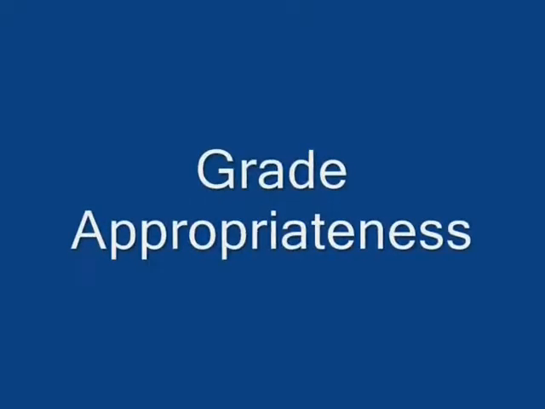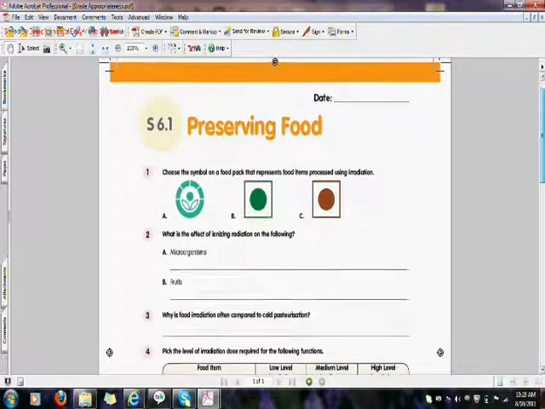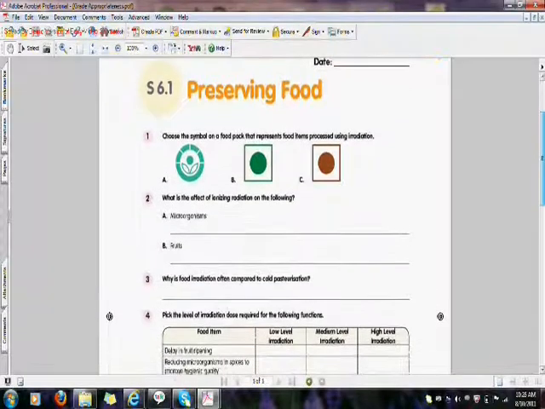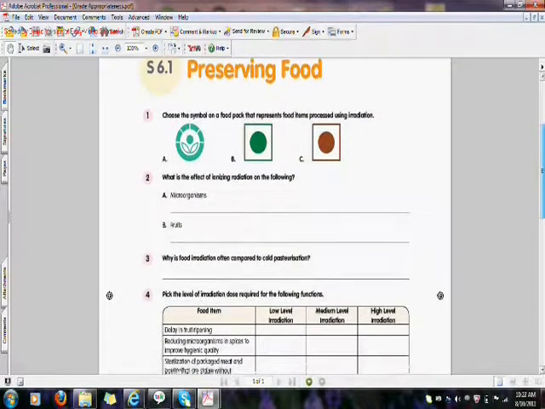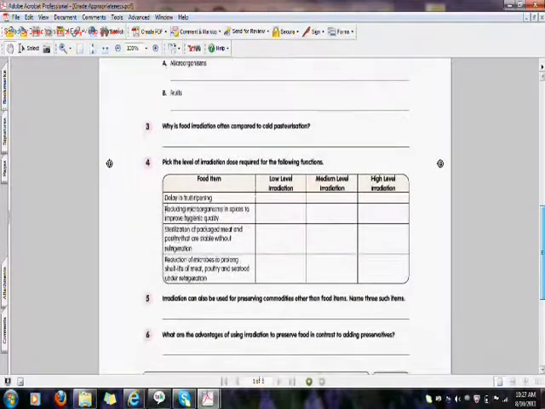Let's look now at grade inappropriateness, which is our next parameter. Look here, we are talking about the irradiation technique, and we expect a grade 7 student to only know the technique. But question 4 asks about the doses required for various food items, which is difficult for a grade 7 student to answer. So this is supposed to be a knowledge-based question and nothing else.